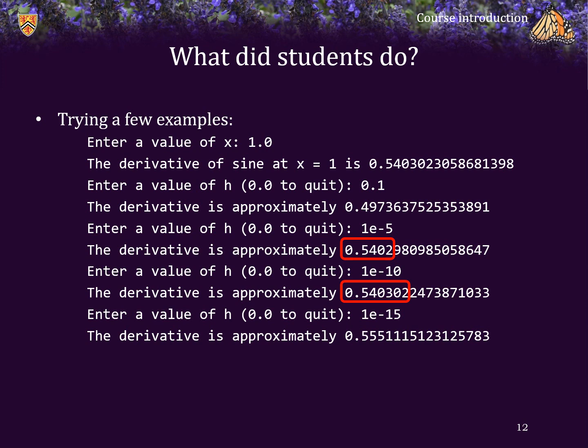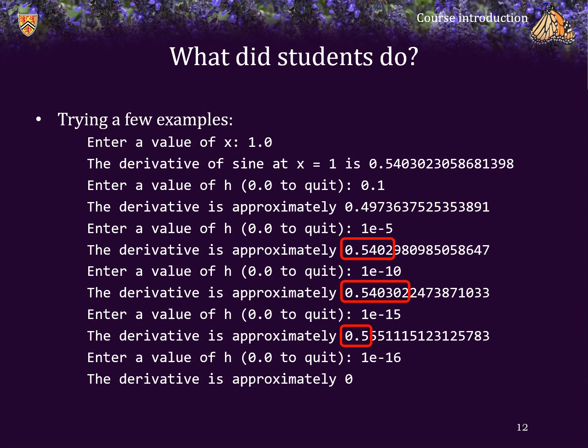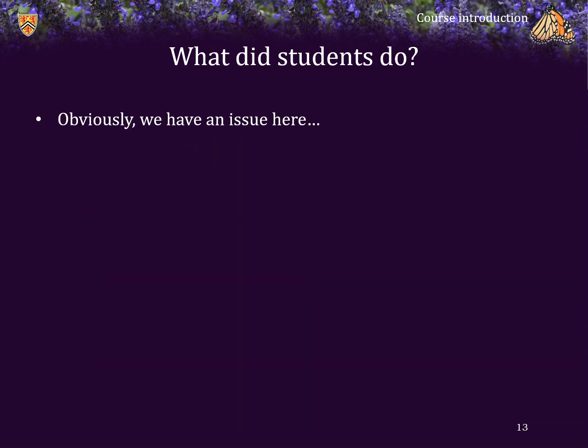However, if we let h equal 10 to the negative 15, instead of getting a better answer, we actually get a worse answer. That's not a good approximation. And indeed, if you use 10 to the negative 16, we're now approximating the derivative as being equal to 0, which has about a 100% relative error. So I'm just going to enter 0 to quit. Now, obviously we have an issue here.